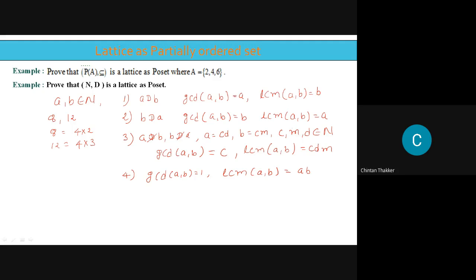So to prove that any poset is a lattice, we prove that the GLB and LUB of all elements of the poset also belong to that set. Okay.